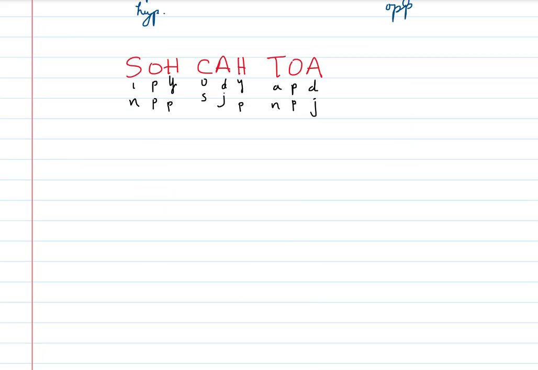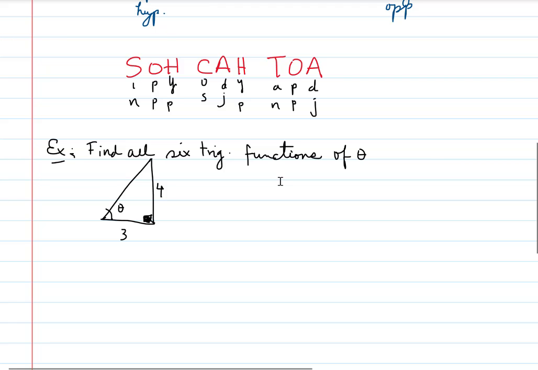Okay, so let's do a quick example here. Let's say we have this right triangle. We're going to label our angle theta. This is side 3, this is side 4. And the question is find all 6 trigonometric functions. Notice how in this problem you're given 2 sides out of the 3. We need all 3, we need the hypotenuse here, to be able to find all 6 trig functions.